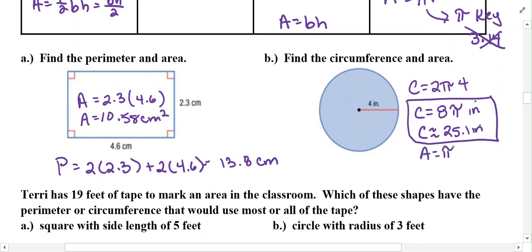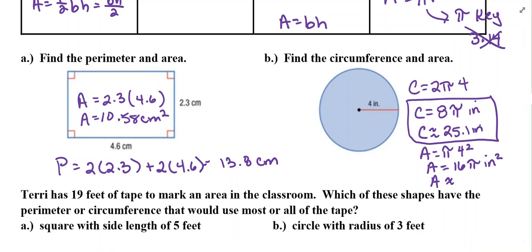Area is pi r squared, so the exact answer would be 16 pi inches squared. The rounded answer after I put it in the calculator is, just a second, 50.3 inches squared.